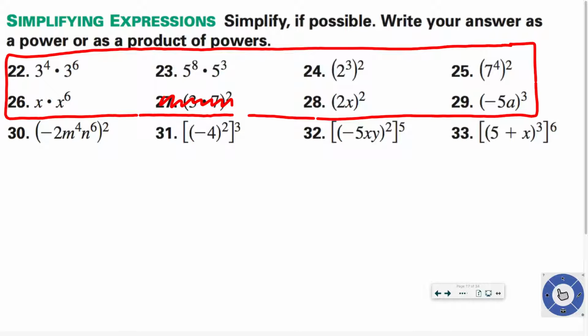If you had to look at number 32, and you had to explain to me what was actually being multiplied, you could really go inside to the outside. What's being multiplied in 32? It's negative 5xy in parentheses to the 2nd power, brackets to the 5th power. So you're squaring: negative 5xy is being raised to the 2nd power, and then that number is being multiplied by itself 5 times. So you can still break it out and do everything you did before.